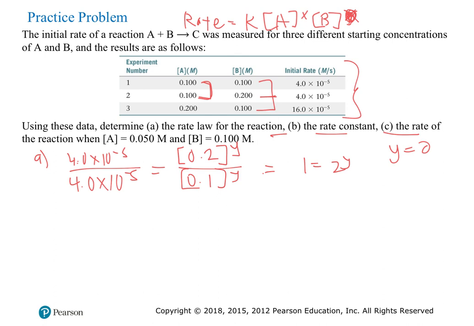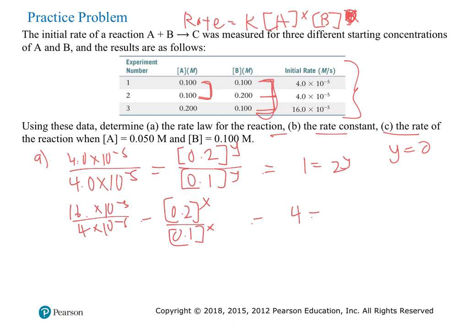So now we're going to hold B constant, so do 3 and 1. For A, we have 16 times 10 to the negative 5 over 4 times 10 to the negative 5 equals 0.2 to the x over 0.1 to the x, and that gives us 4 equals 2 to the x, and I promise it won't always be this nice. So here we have x equals 2. So our rate law is rate equals k times A to the second.